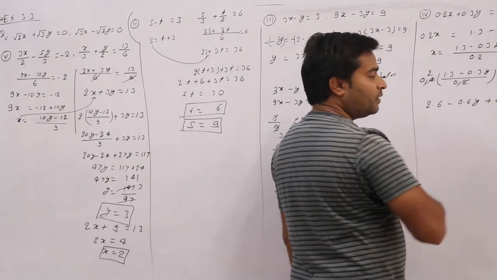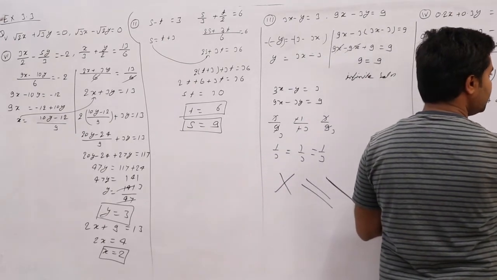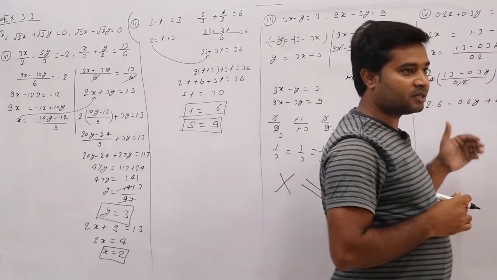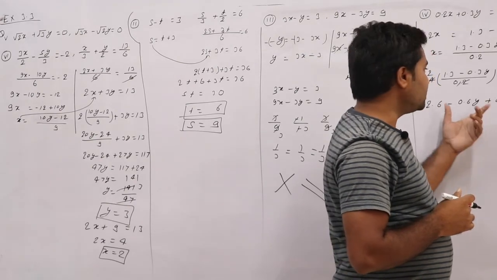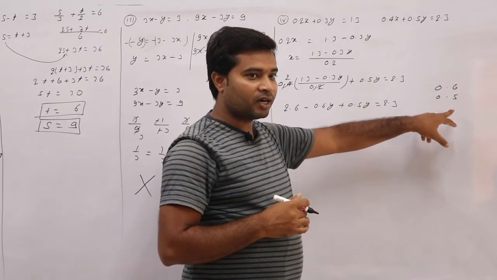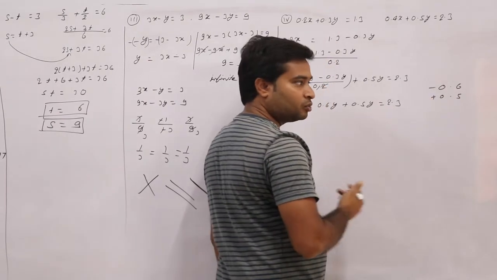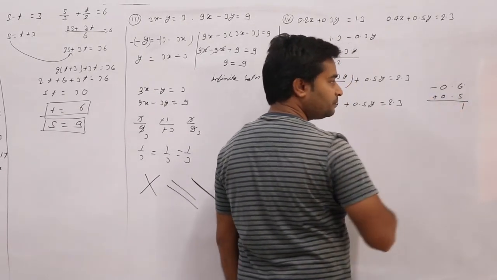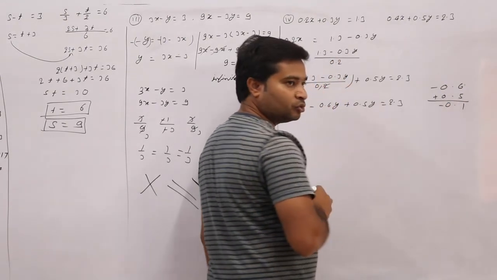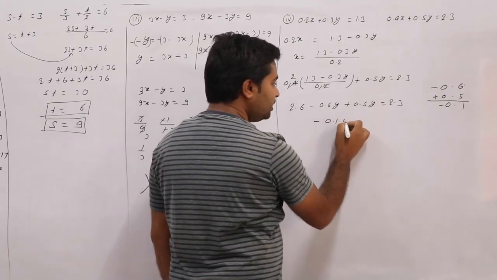Now 0.6y and 0.5y. While doing addition or subtraction of decimals, the decimal should be in front. See how I have written? This one is minus and this one is plus, so we should subtract. 6 minus 5 is 1. The sign will be that of the bigger one, so minus 0.1y.